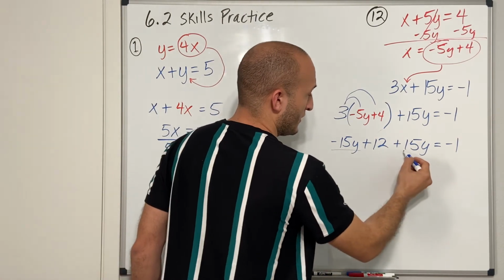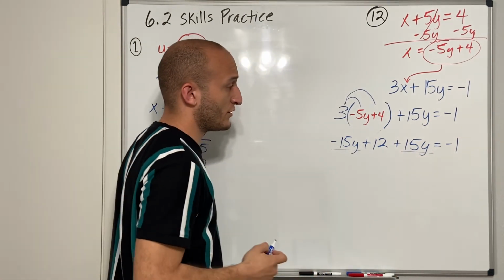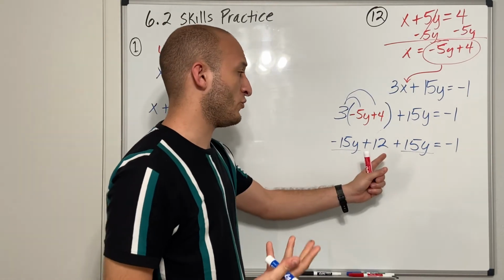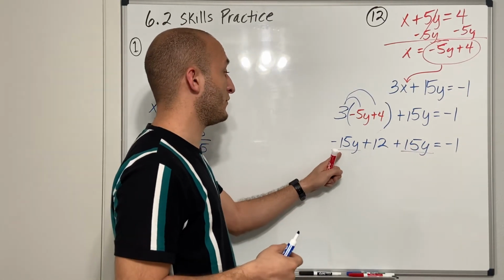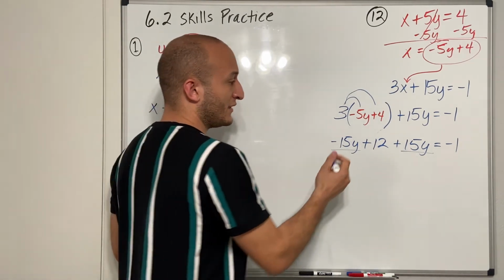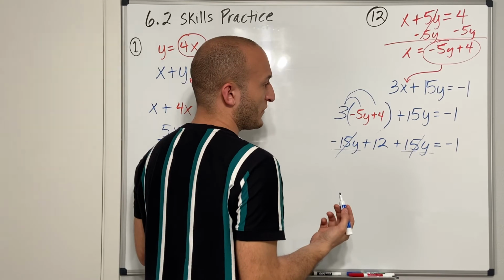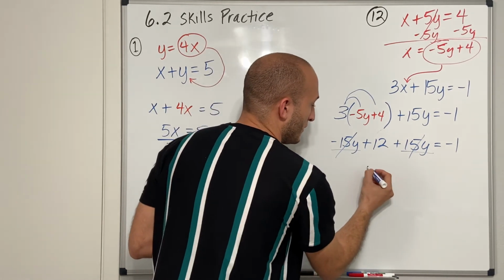Now I'm going to combine like terms here. Here's a term, here's another term, which are the same. So what I'm saying is 15y minus 15y. That ends up being 0.